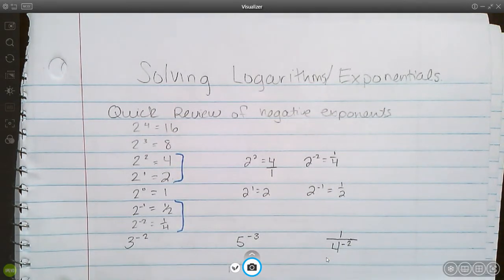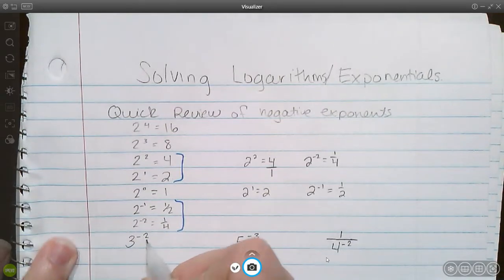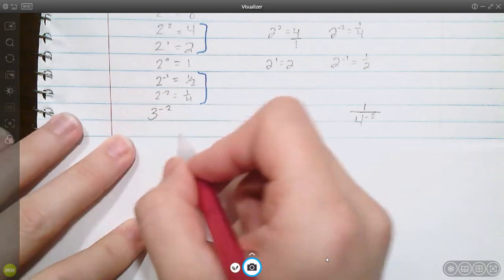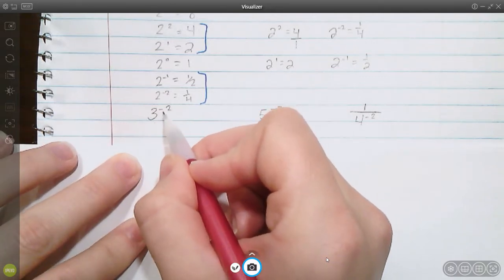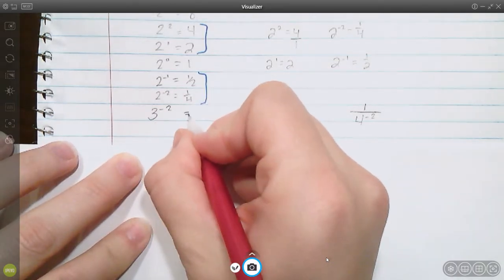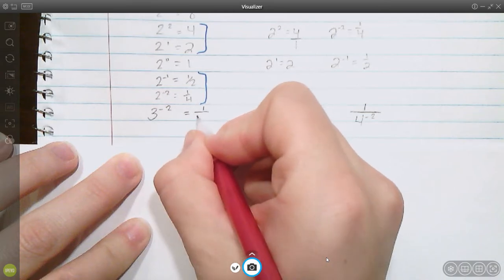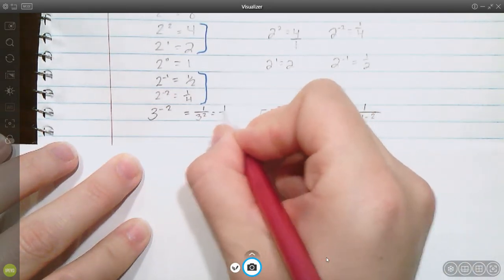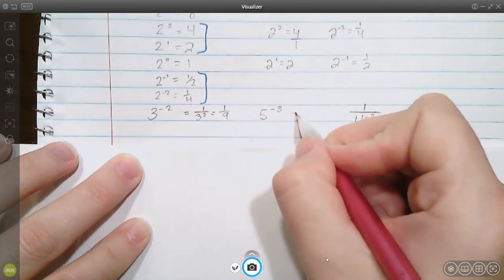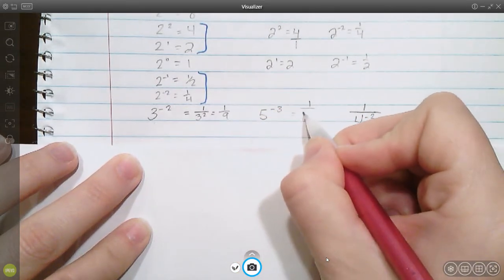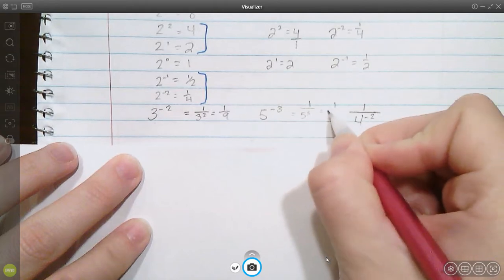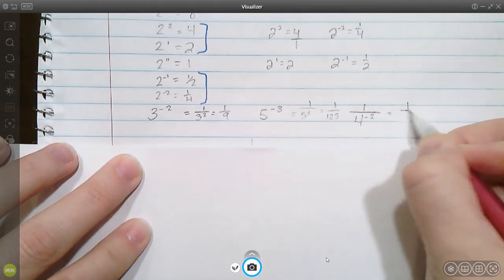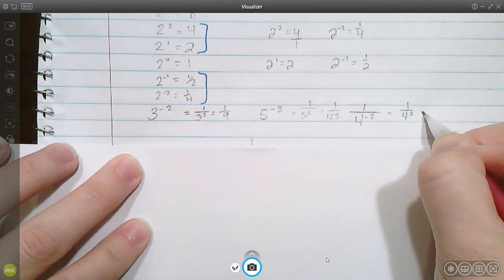So just a couple quick examples. If I have 3 to the negative 2, instead of having a negative exponent, if I want a positive exponent, I just take 1 over that, so you get 1 over 3 squared, which is 1 over 9. Here, you would just write 1 over 5 to the third, which is 1 over 125. And then here you would write 1 over 4 squared.